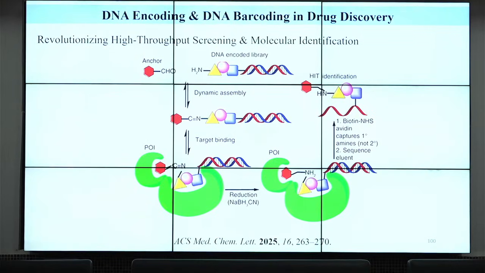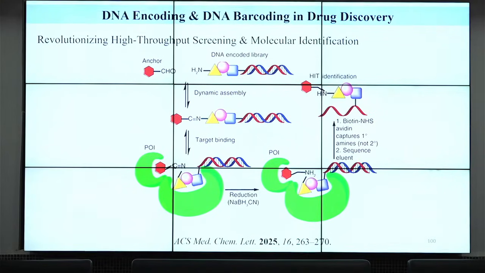Now after that, what do you do? You can capture the primary amine, not the secondary amine, and sequence the eluent. Okay, so you can get rid of the things very easily. So you can get the primary amine. Because the primary amine will be there from the DNA, you can get rid of the DNA, and then what the compounds are and how they are actually reacting, you will easily know. The hit identification will be very easy.